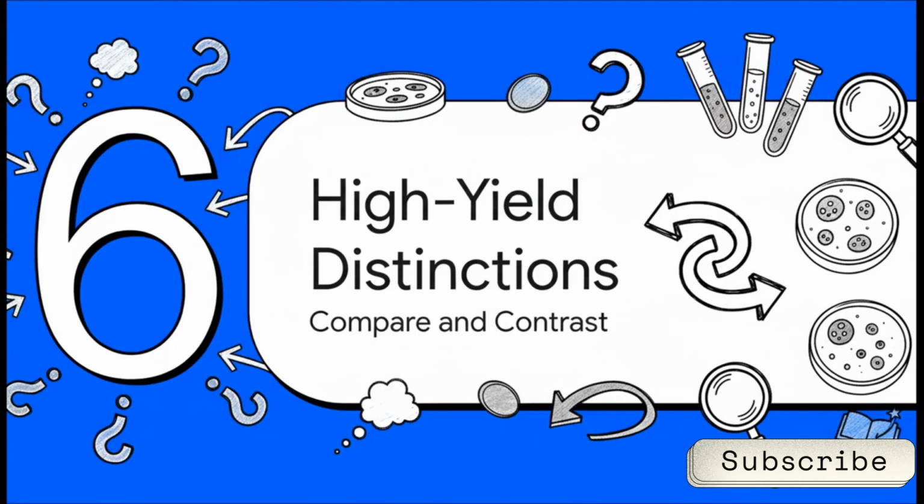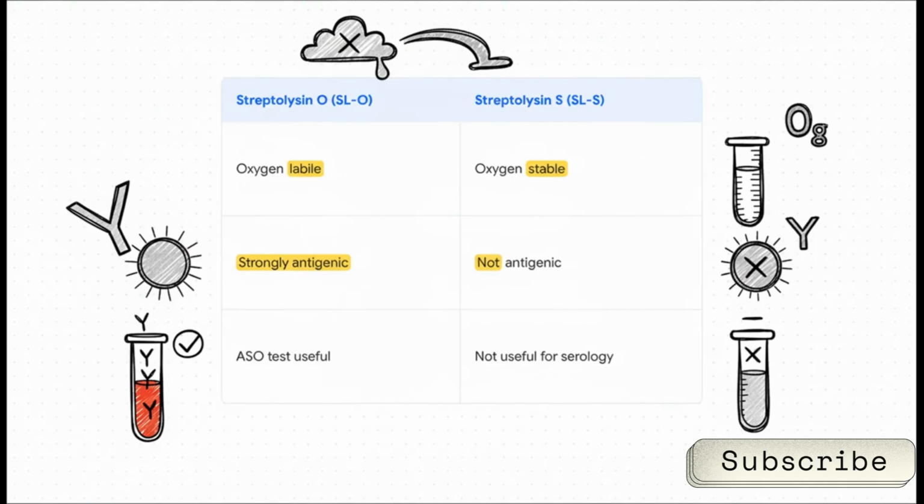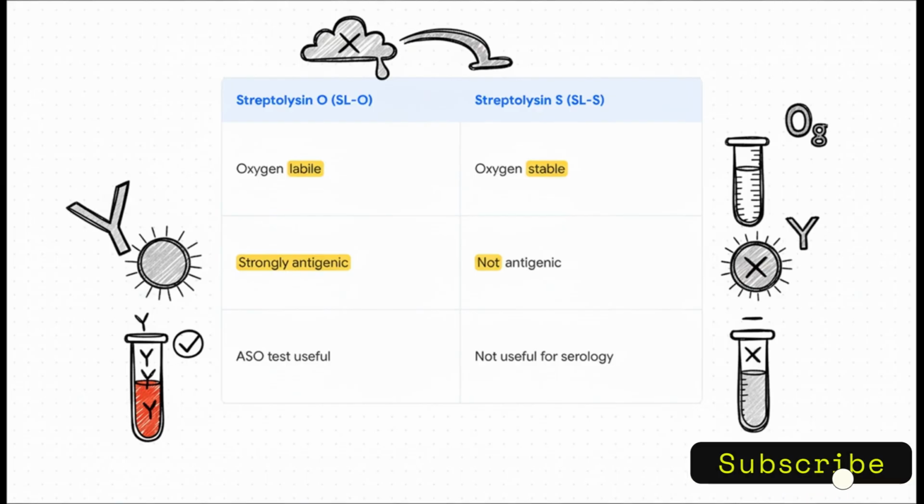Okay, let's wrap this all up by focusing on a few more high-yield comparisons that are almost guaranteed to show up in one form or another on your exams. So S. pyogenes makes two different toxins that lyse red blood cells, streptolysin O and S. For diagnostics, the key difference you need to know is their antigenicity. Streptolysin S is non-antigenic. Our immune system just ignores it.